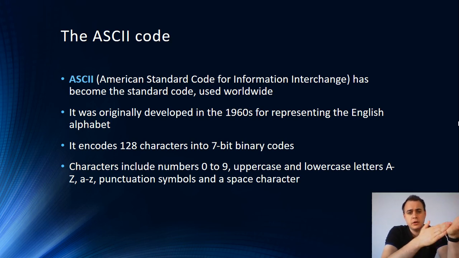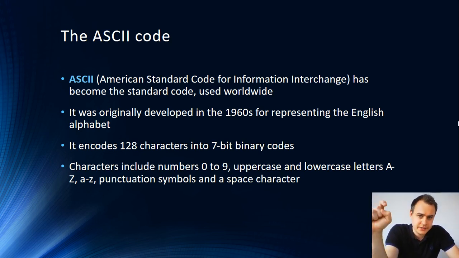And so what happened was they created a table called the ASCII table. I'm going to show you that shortly. But can you please just write ASCII code and then a little dash next to it, and then these bottom 2 bullet points just here. It encodes 128 characters in 7-bit binary codes. Characters include 0 to 9, uppercase and lowercase letters A to Z, punctuation symbols, and the space character.